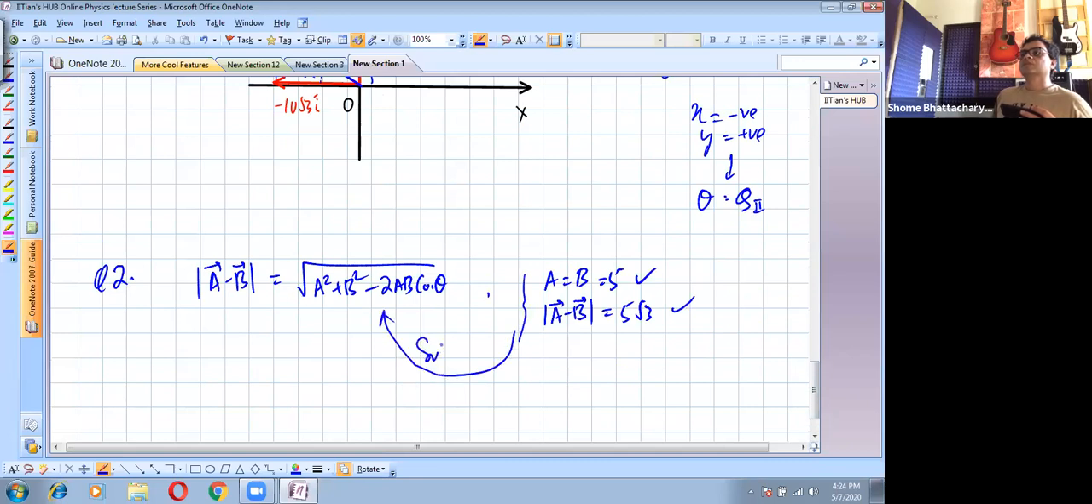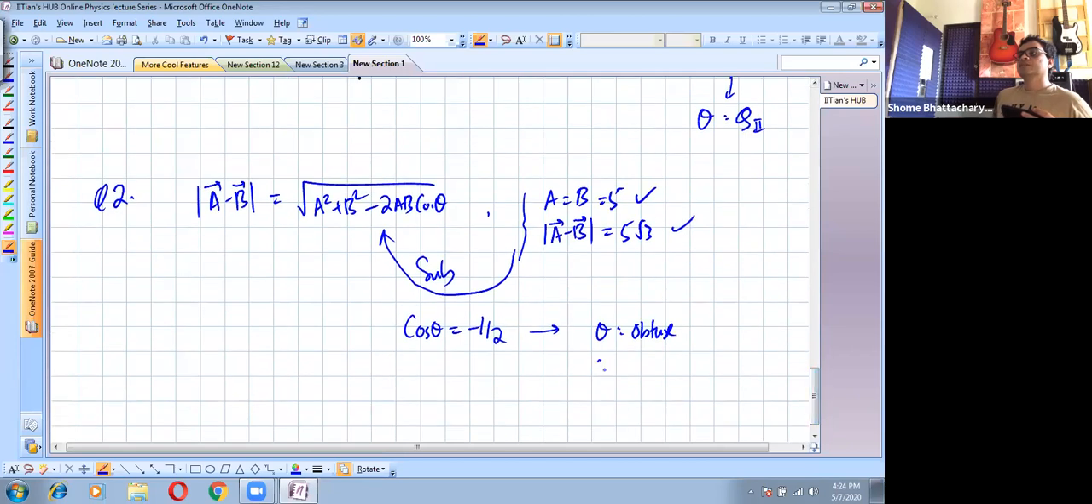Substitute this over here, then square both the sides and solve, and you will get cos theta as minus half. So that will tell you that theta is obtuse, and solving further you get theta as 120 degrees, because cos 60 is half, so cos 120 becomes minus half.